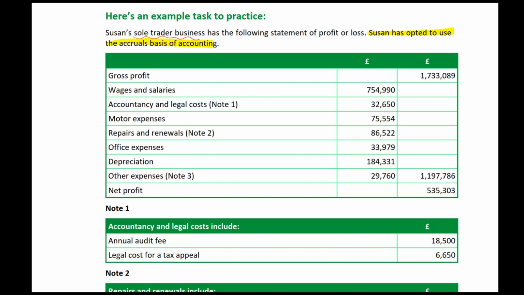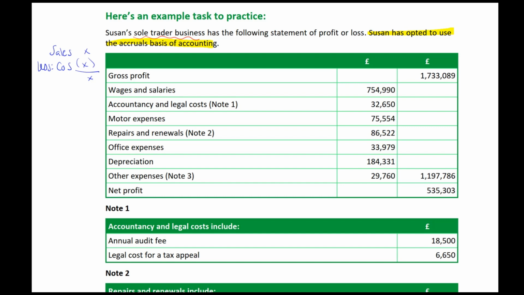Okay, now this statement starts with gross profit. Of course, a profit and loss doesn't usually start with gross profit, so I'll just add in those extra bits. It would usually start with sales, and then we would deduct cost of sales, and that would then give us a gross profit figure. So we're sort of assuming that that's already been done. They're just making the question a little bit quicker by saying, nothing to worry about there, you've got a gross profit figure.